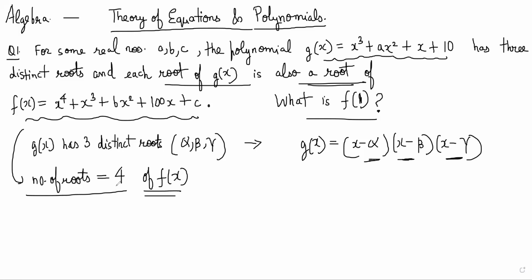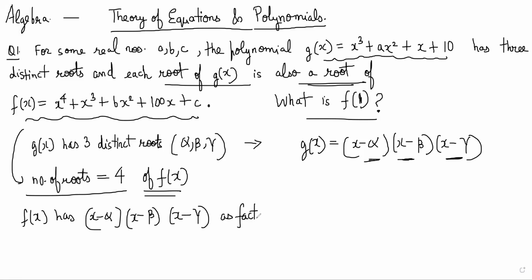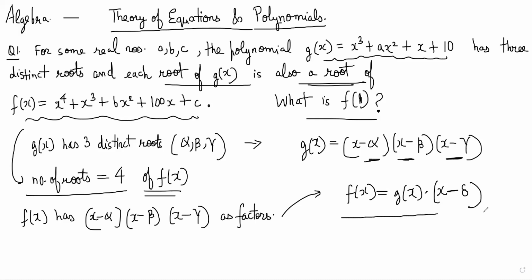So what you can say is that f(x) has (x minus alpha), (x minus beta), (x minus gamma) as factors, because g(x) and f(x) have common roots. So therefore, f(x) can be written as g(x) multiplied by one extra factor, which will be (x minus, let's say, epsilon), something like this. This is that extra root that f(x) has, which is not a root of g(x).